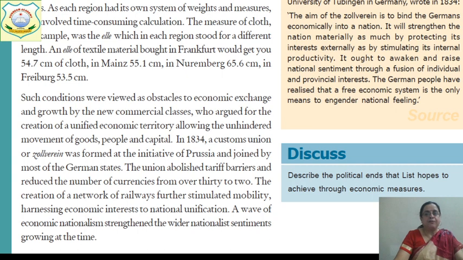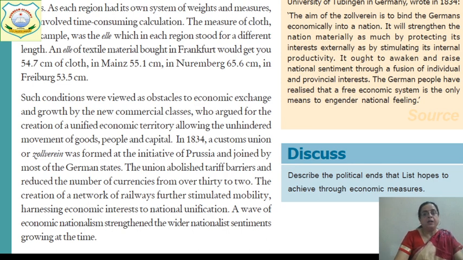So in 1834, a custom union or Zollverein was formed at the initiative of Prussia. So who formed Zollverein, children? Prussia. Do remember that. Prussia. In which year? In 1834. So in 1834, a custom union or Zollverein was formed at the initiative of Prussia and joined by most of the German states. It was formed by Prussia, and later on it was joined by most of the German states.